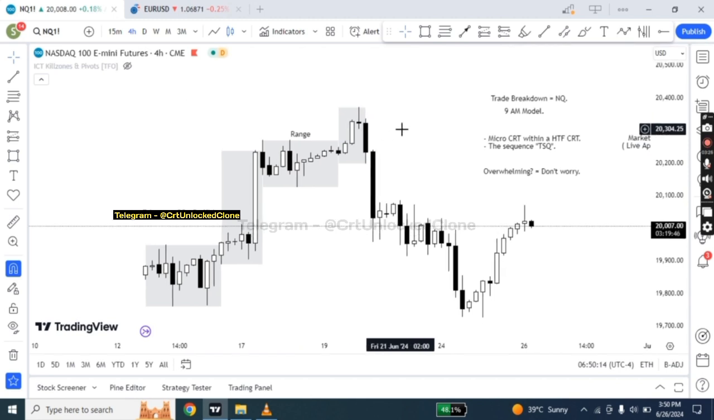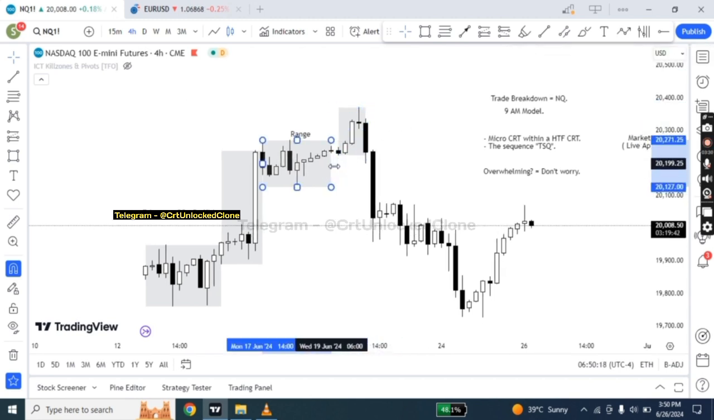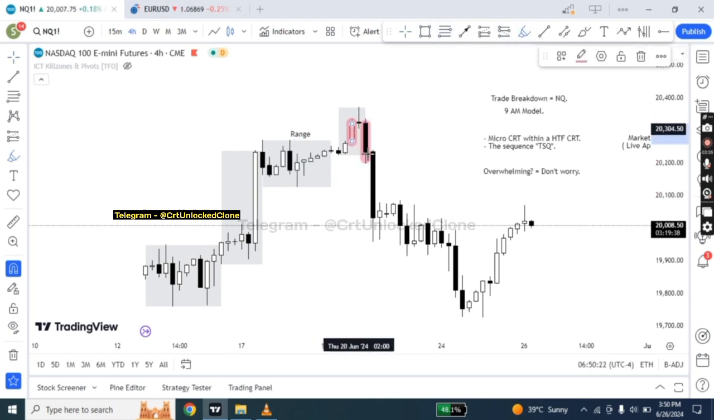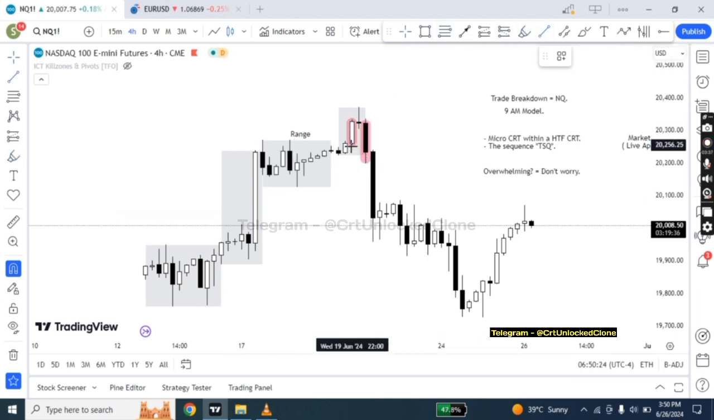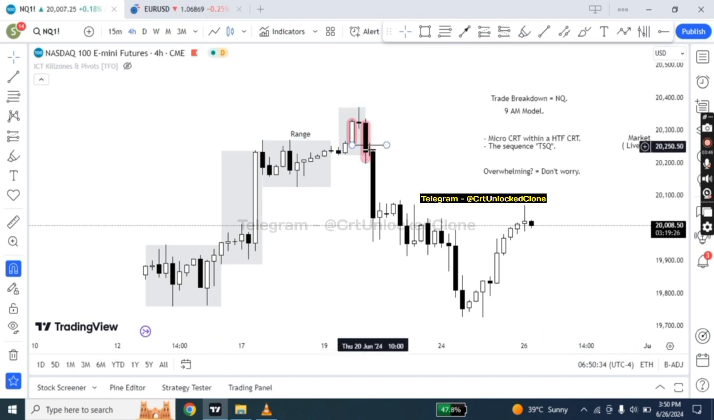In this case we got a manipulation profile, and that manipulation profile ended once this candle right here closed below this candle. The reason why this candle has so much significance is because this is the candle that dug above this range high right here, and then this candle closed below that candle, so that one became our order block and a confirmation occurred and the manipulation profile ended.